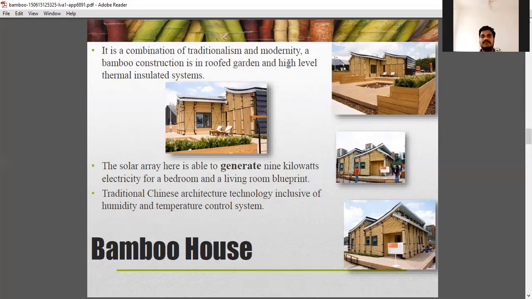Okay, and it is a high level thermal insulated material system. It creates a high level thermal insulated system. Houses constructed with bamboo appear like very cool huts. You can call those huts, and big houses also you can construct.